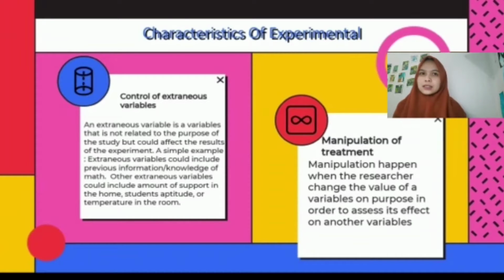The first characteristic in experimental research is control of extraneous variables. Extraneous variables are variables that are not related to the purpose of the study but could affect the results of the experiment. It means when we conduct an experiment, there are other variables that can affect the results. Other variables that never cross your mind might influence the outcome of an experiment. This is called an extraneous variable.